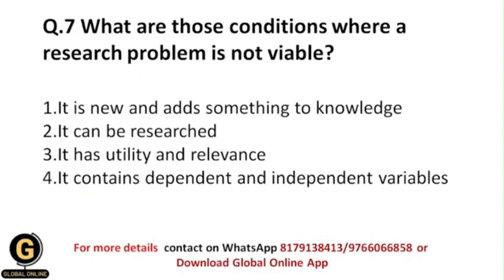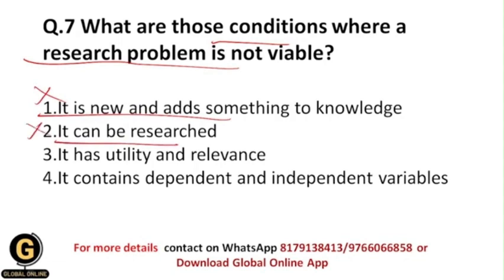Next is, what are those conditions in which a research problem is not viable? So first is, it is new and adds something to knowledge. Yes, in this situation the research problem is viable, so this is eliminated. It can be researched, it means that it should be researchable, so this is also eliminated, because under these situations the research problem is actually viable. But we have asked about when it is not viable. Okay, it has utility and relevance. Yes, under this situation as well it is viable, so this is eliminated.